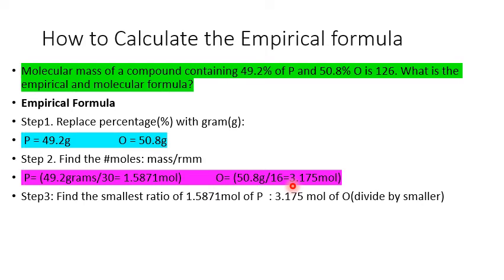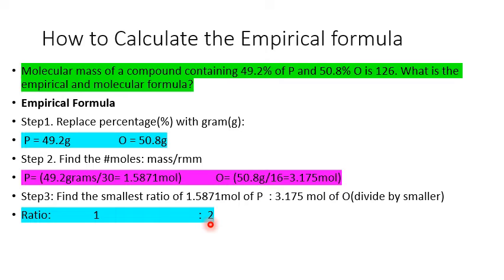Okay. The next thing we're going to do is find the simplest ratio of 1.5871 and 3.1715. Okay, how do we do that? All you have to do is divide by the smaller number. All right, divide by the smaller number. So 1.5871 goes into itself once, and 3.175 divided by 1.5871 gives us 2.